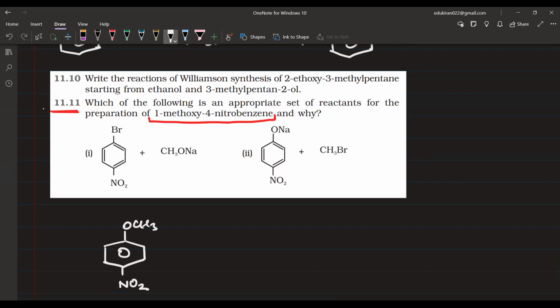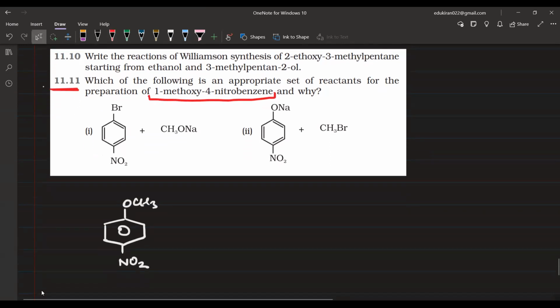As you can see here, we did this type of question just now. See this nitro group is here also, right? Whichever option you choose, the NO2 is not going to matter, because NO2 is there in both of the options and it is also there in the product. You just need to see the rest of the atoms and tell me which is the suitable reactant for the preparation of 1-methoxy-4-nitrobenzene.